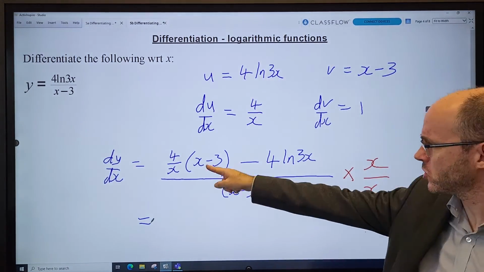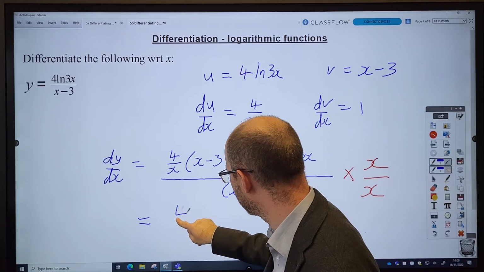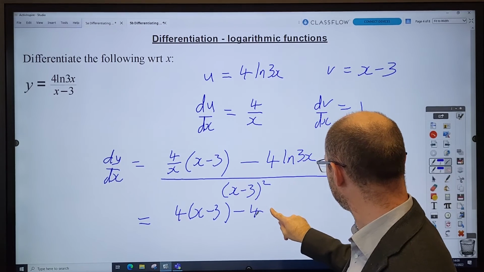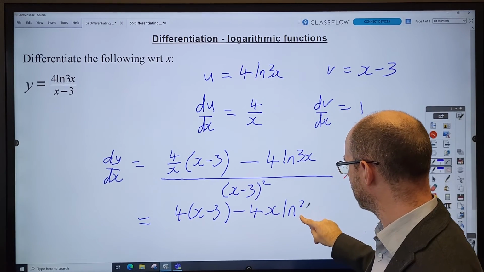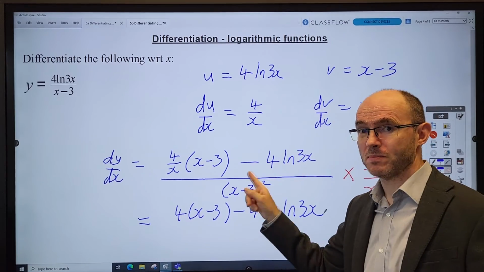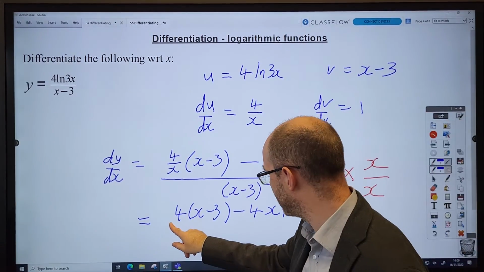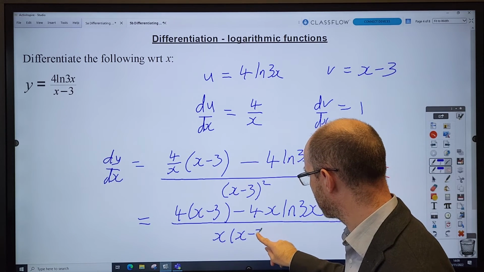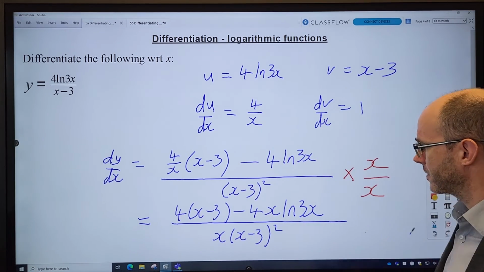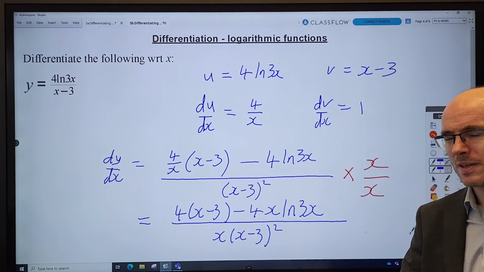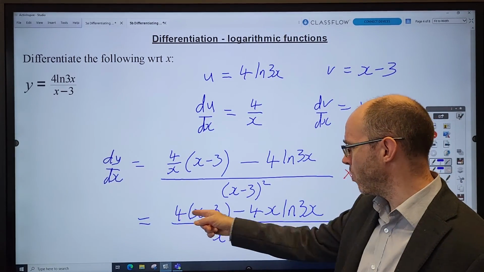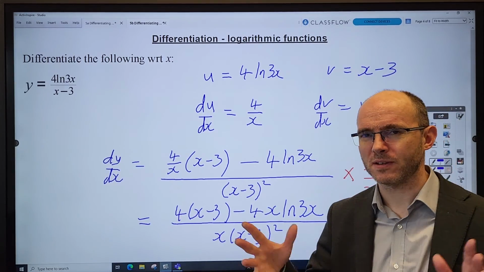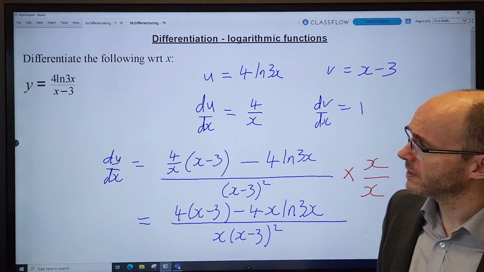Right, so multiply now the top by x, I'm going to get 4 minus 3, subtract 4x natural log 3x. Don't forget to multiply all the terms by x. All over x minus 3 squared. Okay. There's no point in factorising the top. 4 is the only common factor there. There's no need. So there's no 4s on the bottom. There's nothing going to cancel. Okay, so that was that.